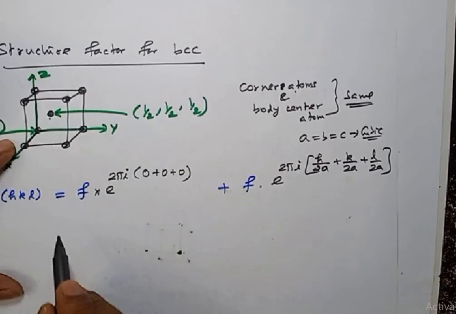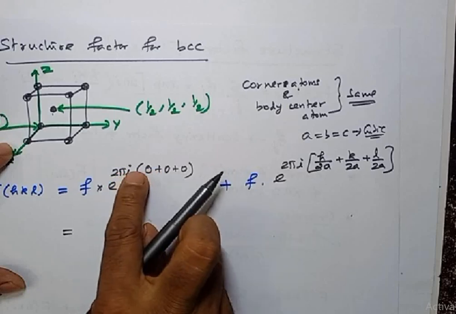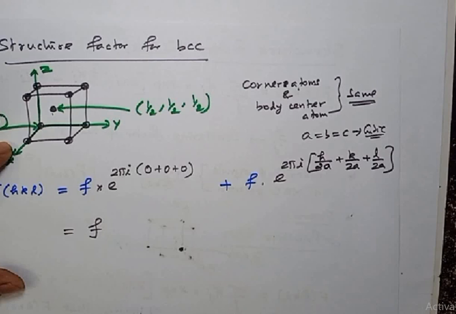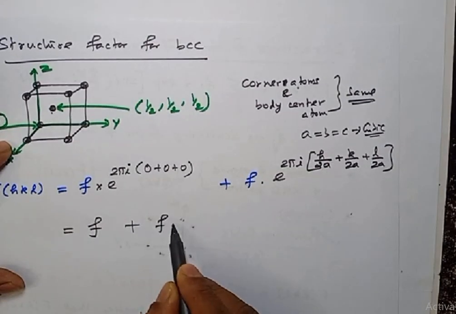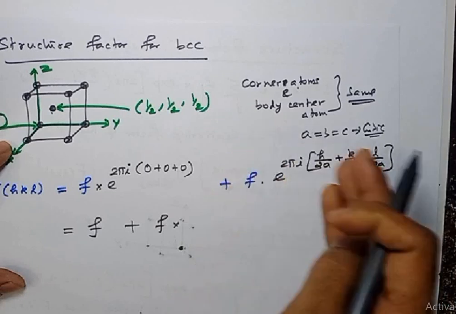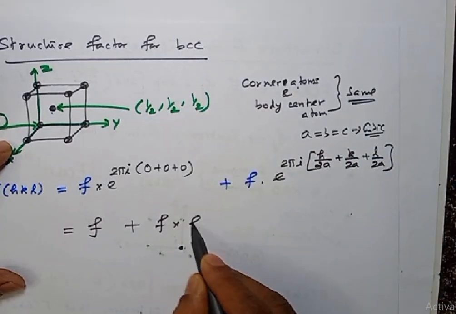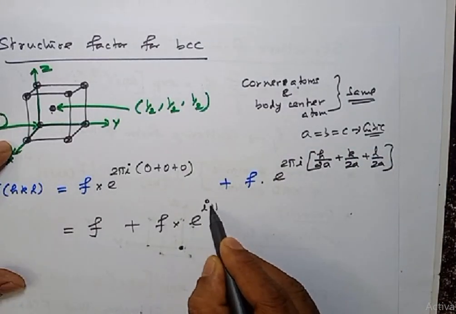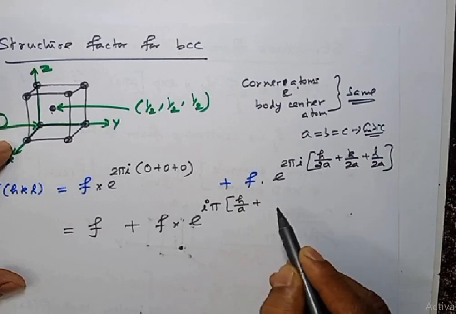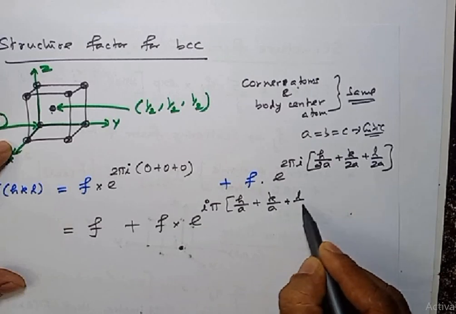Then in the next step, see here, 0 plus 0 plus 0 is 0, 0 into 2 pi i is 0, e power 0 is 1, so I'll get simply f plus f into, now here I have 1 by 2, here 1 by 2, here 1 by 2. I'll take 1 by 2 as common, so here I have 2, and 2 and 1 by 2 cancel, so what we get is e into i into pi, into h by a plus k by a plus l by a.